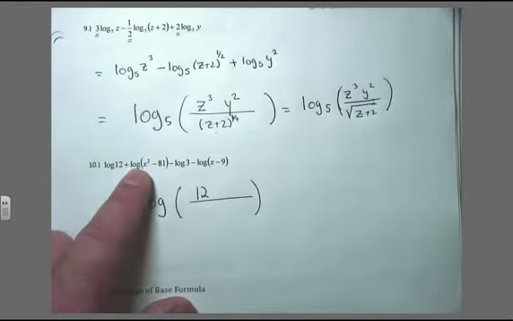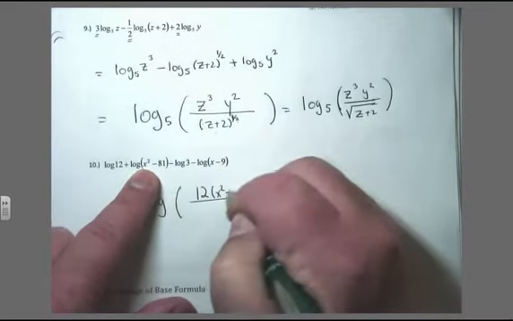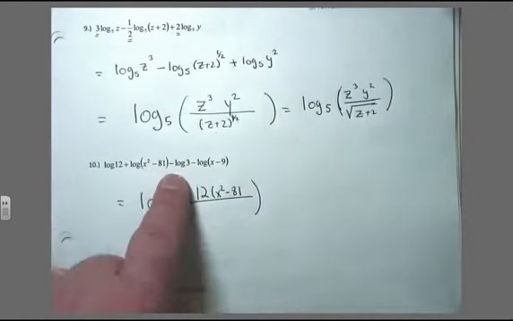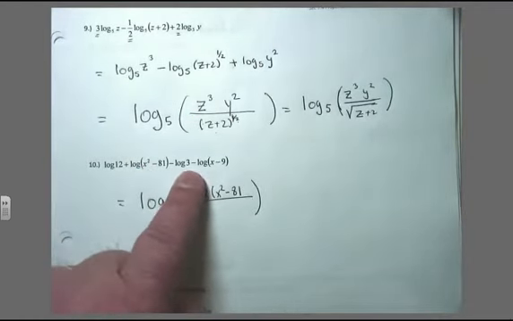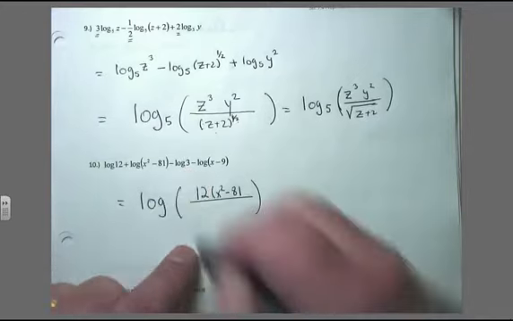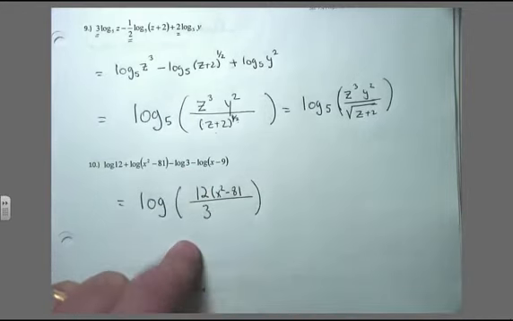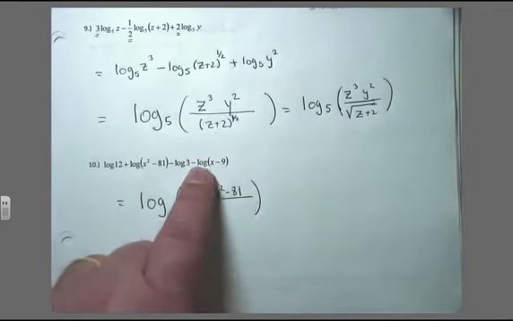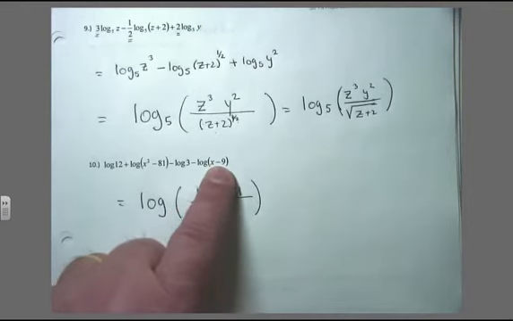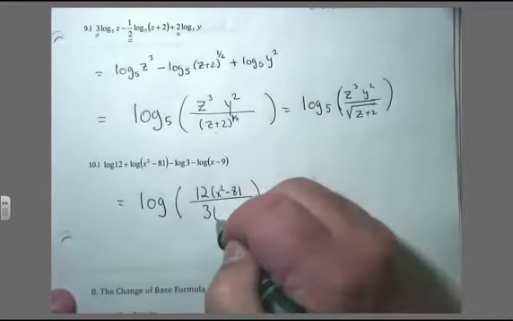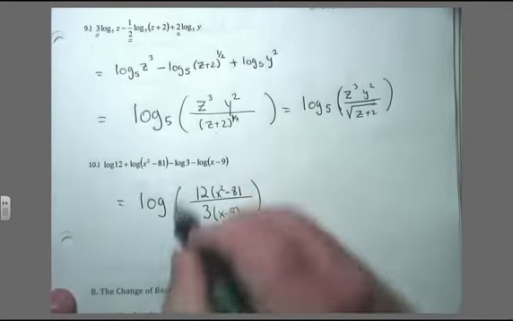A log of x squared minus 81. So where's that x squared minus 81 going to go? On the top. X squared minus 81. That's a minus log of 3. It's a minus, so where's that 3 going to go? On the bottom. And it's a minus log of x minus 9. So where's that x minus 9 going to go? On the bottom. Minus goes on bottom, plus goes on top.